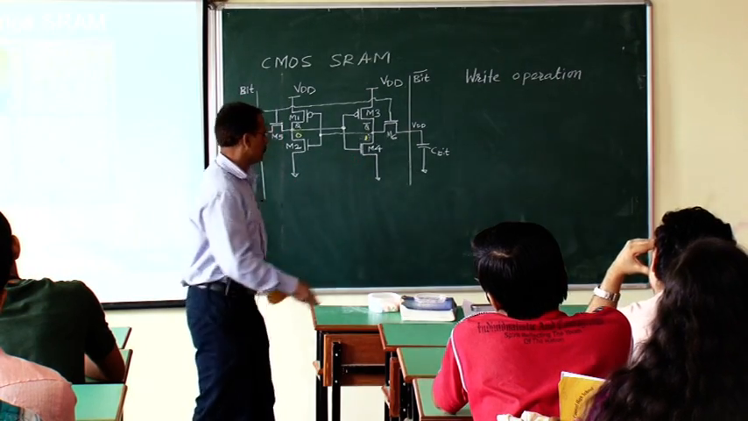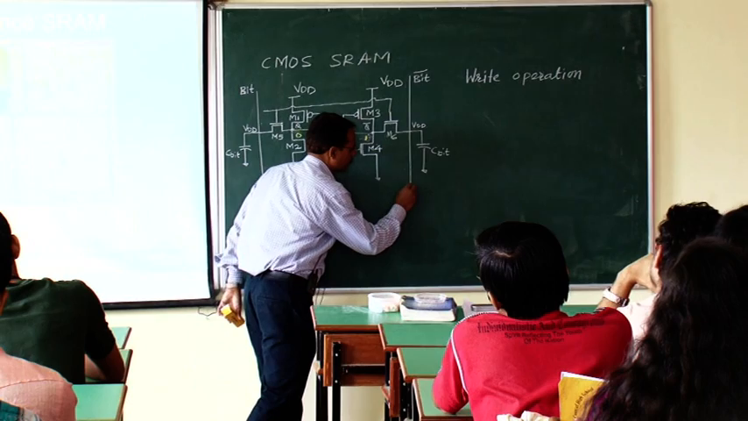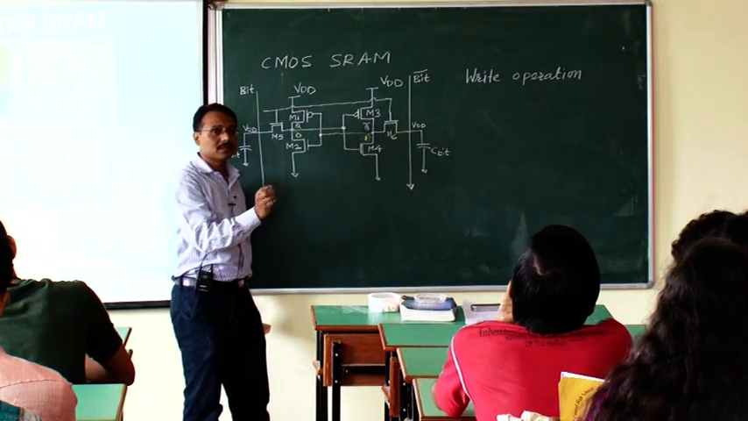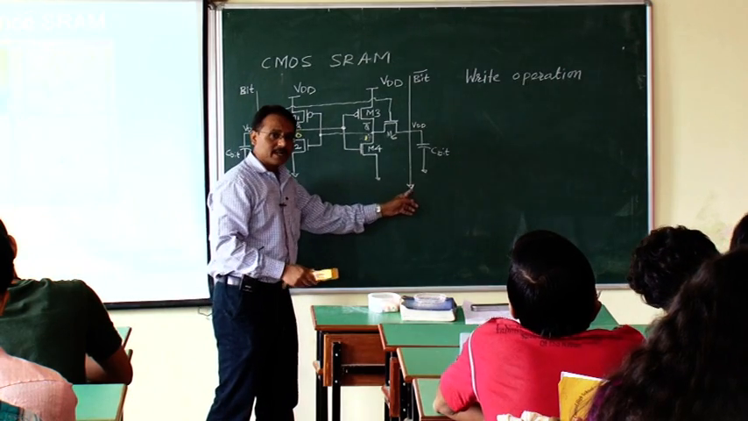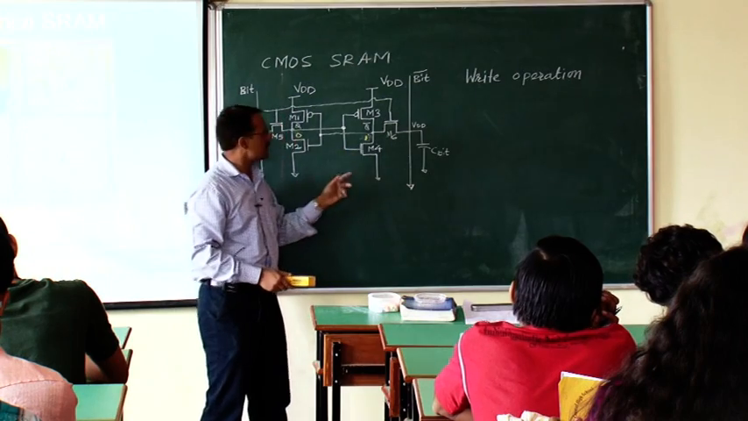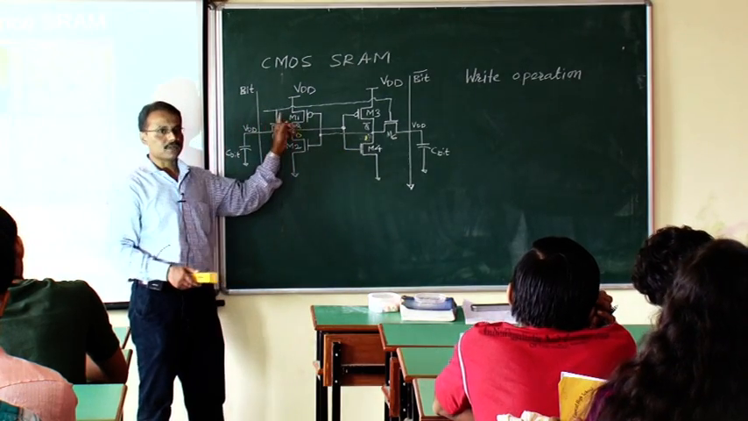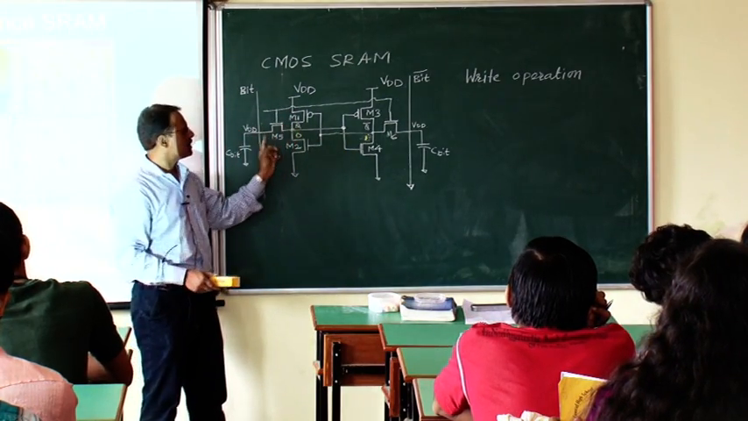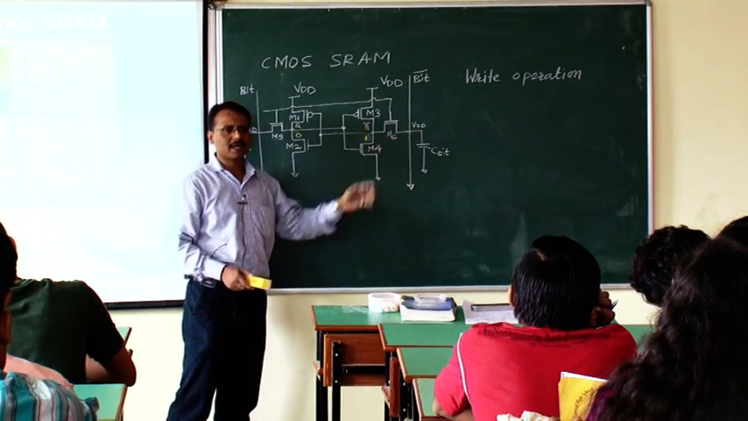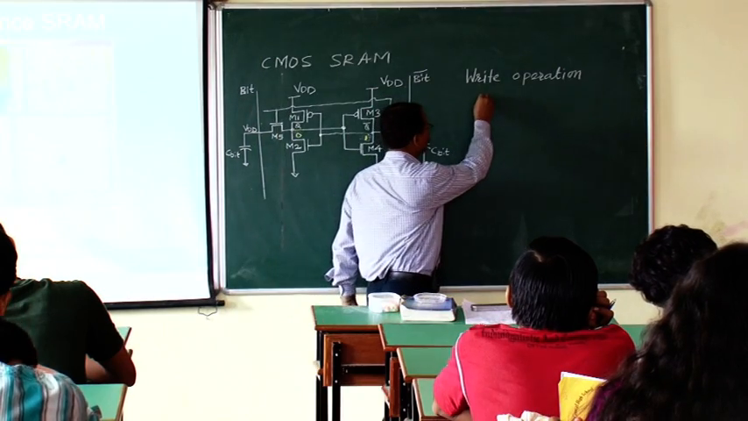Now imagine logic 0 is connected here, means this line is forcefully connected to 0. What happens? If this line is connected to 0, this is the first step. The next step is to apply the write pulse. Again the write pulse is applied to the gate of M5 and the gate of M6, that are access transistors. Now let us imagine this situation.